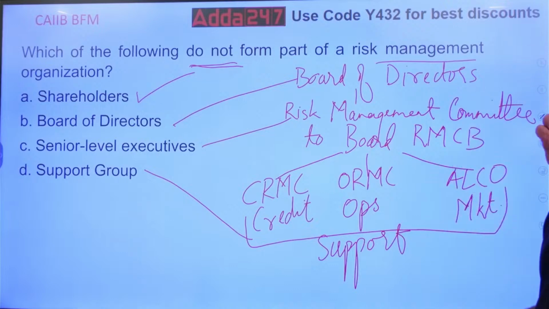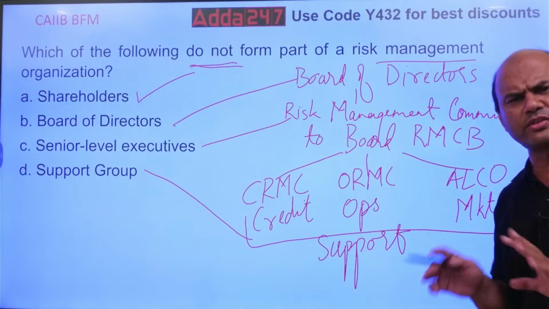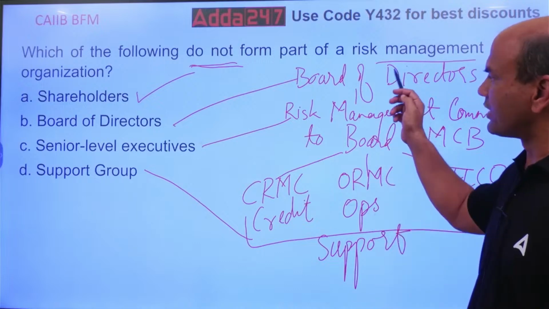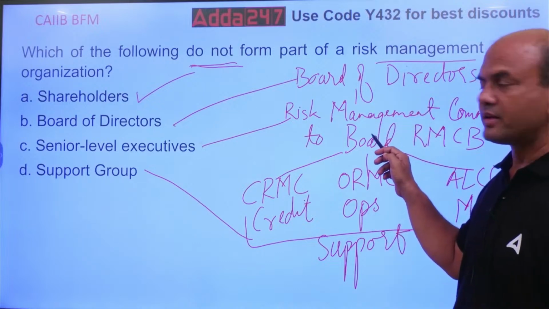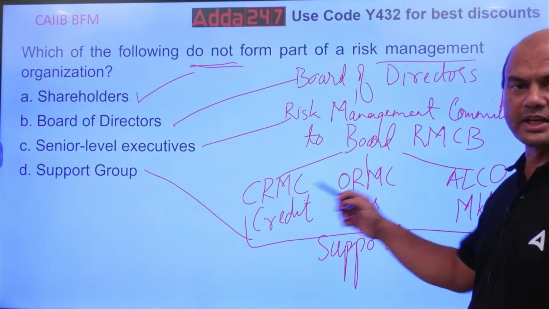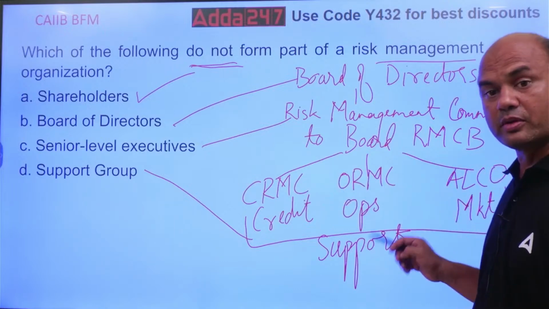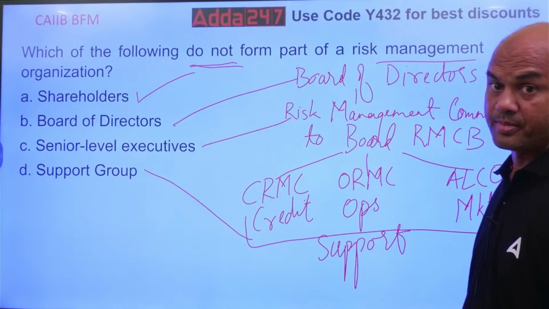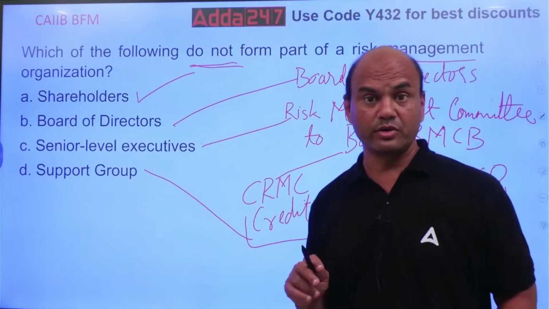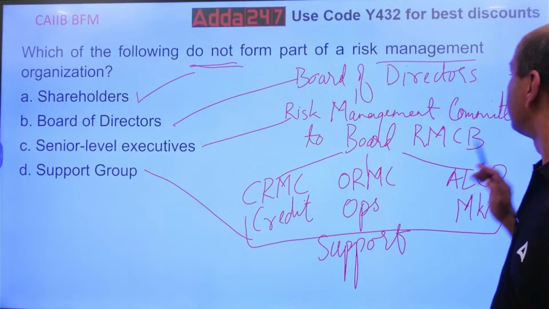This framework, you'll definitely get 2 marks on this framework, somewhere or the other. Board of Directors, RMCB, then 3 committees, CRMC, ORMC and ALCO, and below them there is support group. Very important terms. Don't miss this at all. Next.